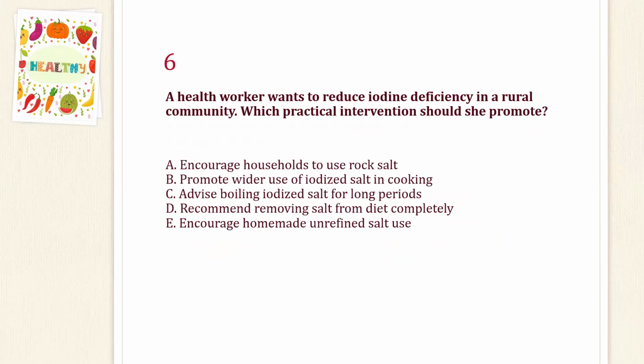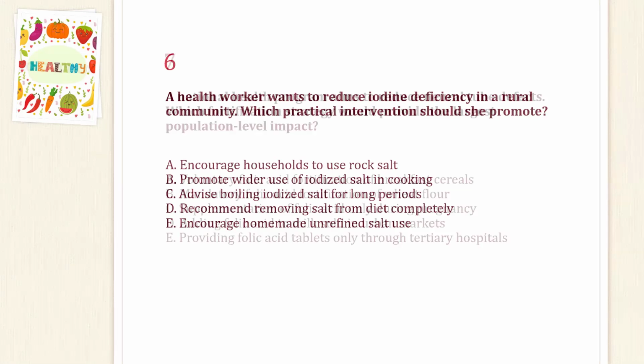The next MCQ: a health worker wants to reduce iodine deficiency in a rural community. Which intervention should she promote? A, encourage households to reuse rock salt. B, promote wider use of iodized salt in cooking. C, advise boiling iodized salt for long periods. D, recommend removing salt from the diet completely. E, encourage homemade unrefined salt use. B. Yes, B is the right answer.